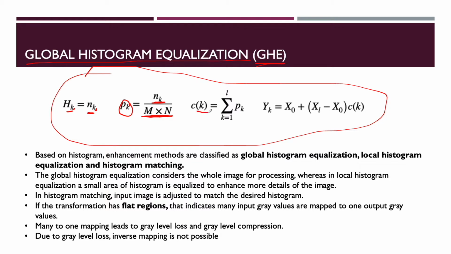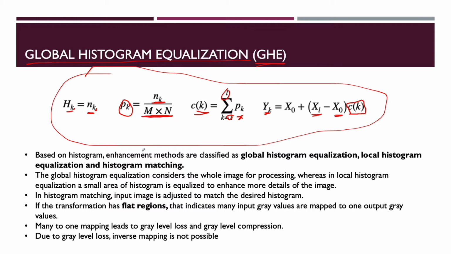c_k is the CDF function, which is calculated by adding up all the probabilities from 1 to L, the distinct intensity levels. And y_k is the mapping function with which the original histogram is transformed using the CDF c_k, and x_L and x_0 are the minimum and maximum intensities of the input image respectively.